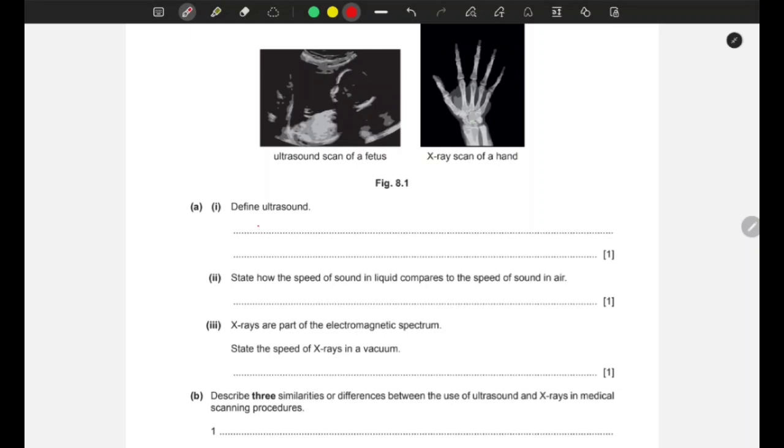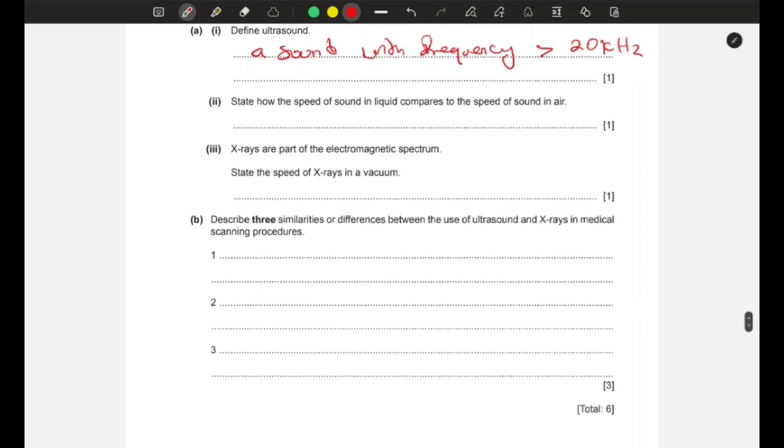So that's just a sound with frequency greater than 20,000 hertz, or 20k hertz, or 20 kilohertz. So a sound with frequency greater than 20,000 hertz.